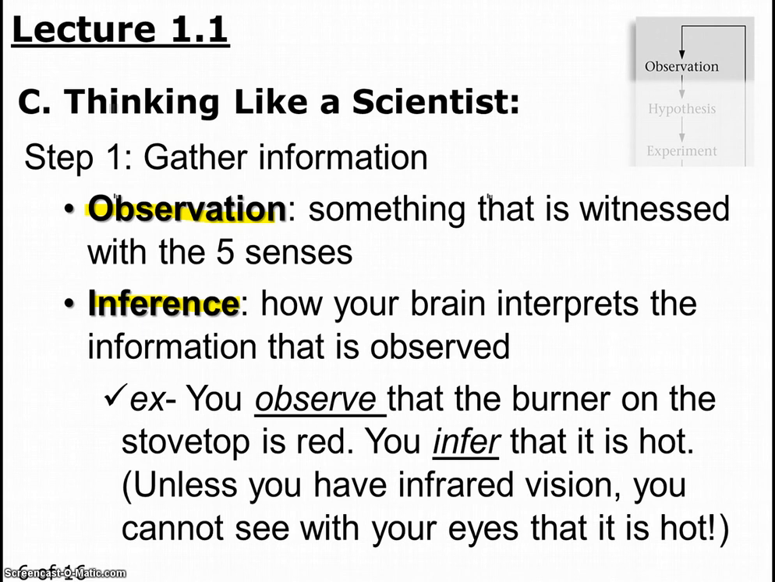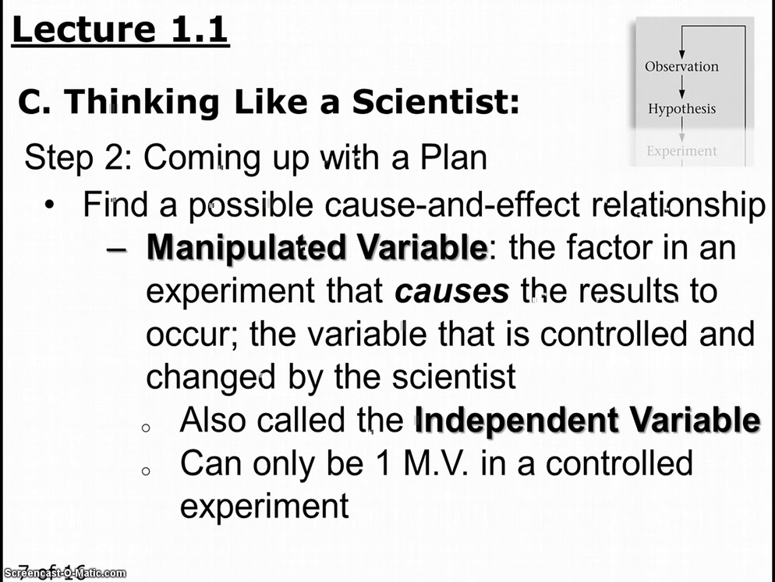So for example, you may observe that the burner on the stovetop is red. However, you don't see that it is hot, you infer that it is hot. So unless you have infrared vision, which basically shows different temperatures as different heats or as different colors, you can't see with your eyes that it is hot. So the observation is purely what you witness with your five senses. The inference is then what your brain thinks about it. Step 2 is to come up with a plan.